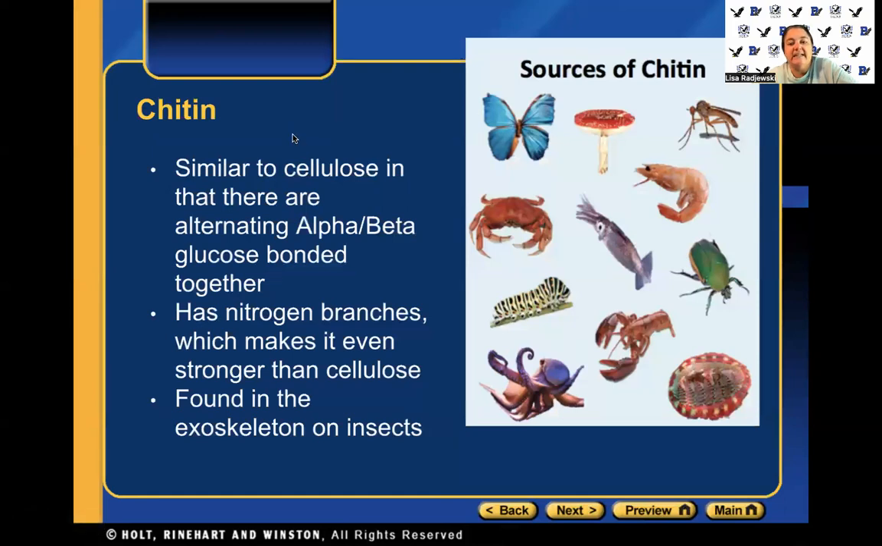Our last one is called chitin, and I have a picture here of different organisms that you would find chitin in. It is similar to cellulose in that there's alternating alpha beta glucoses bonded together, but the difference between chitin and cellulose is there is a nitrogen compound connected to it. That nitrogen compound that's bonded makes it super stronger than cellulose. Cellulose is really strong in a plant cell. Chitin is even stronger. And you would find chitin in the exoskeleton of insects. So when you step on a bug and you hear that crunch sound, that is chitin. That is the exoskeleton. That's what it's made of.